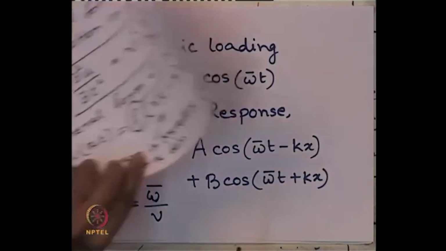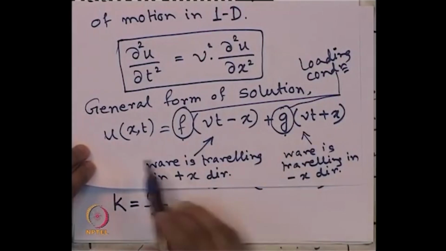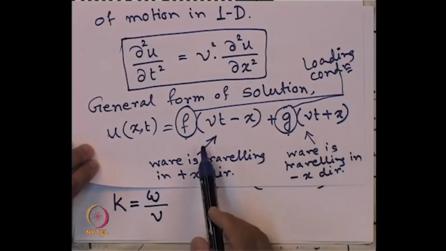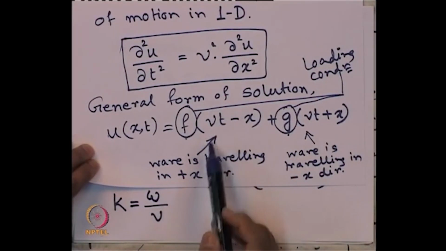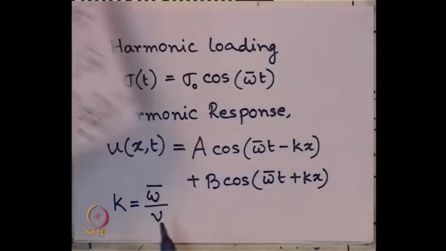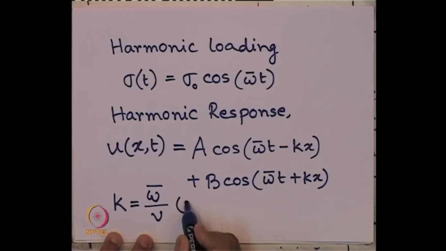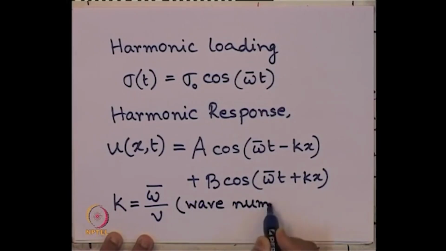Let us see, we have already seen this general form of solution in this slide. So, when we have written this velocity, if we express the circular frequency with respect to the velocity of the wave traveling in the media, that ratio we can express in the parameter k, which is known as the wave number. So, this is called wave number.